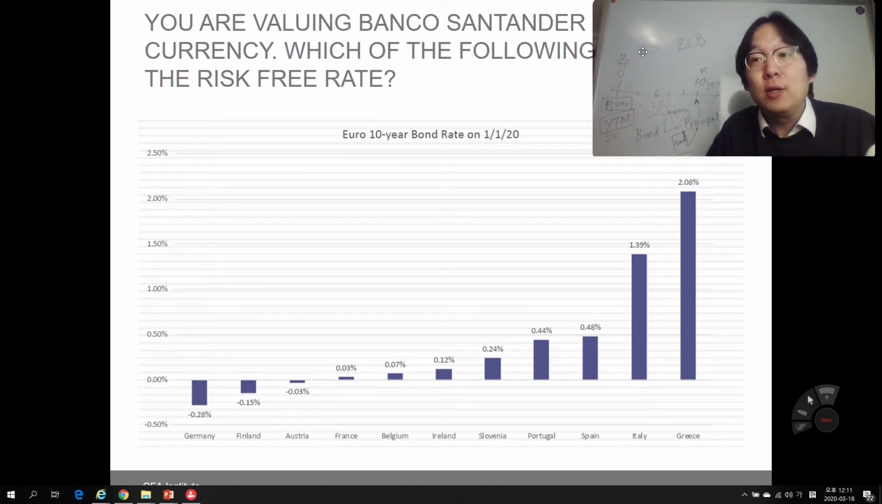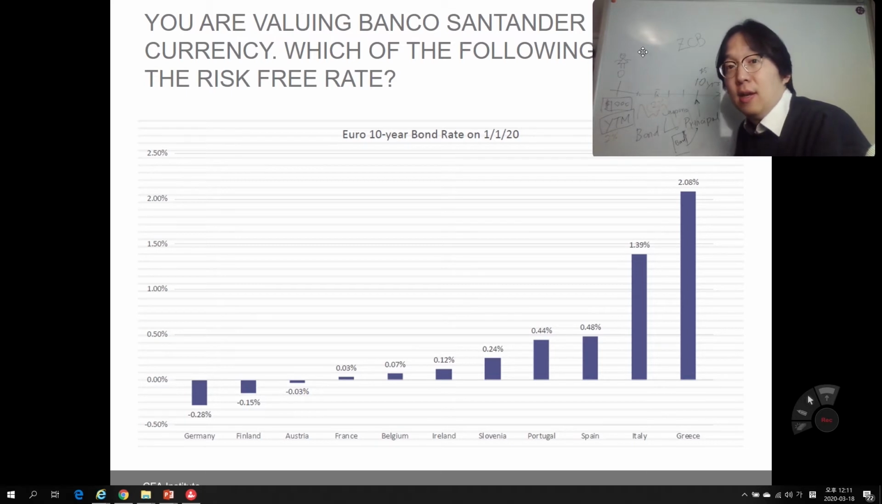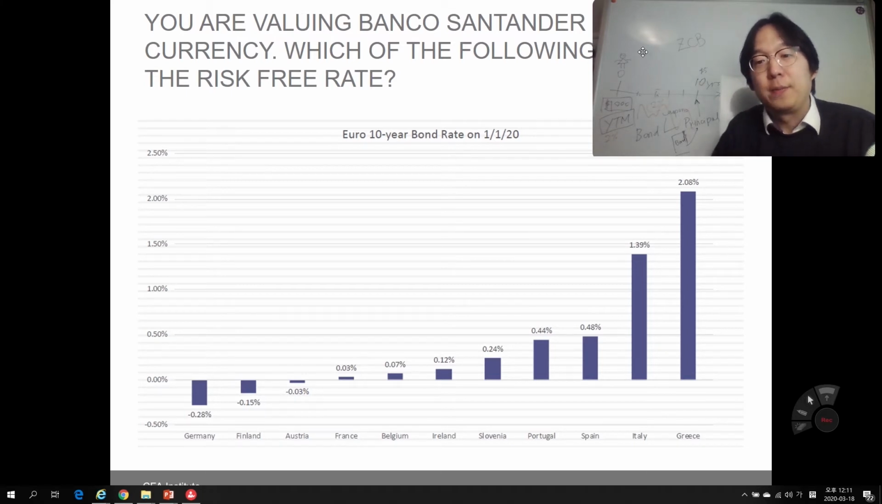Which of the following treasury rates has to be the risk-free rate when you're valuing Banco Santander in euro currency? Which one would you pick? The answer, what did you pick?